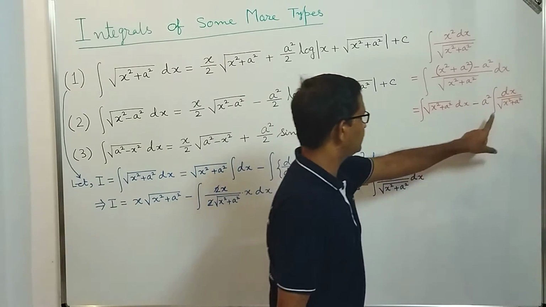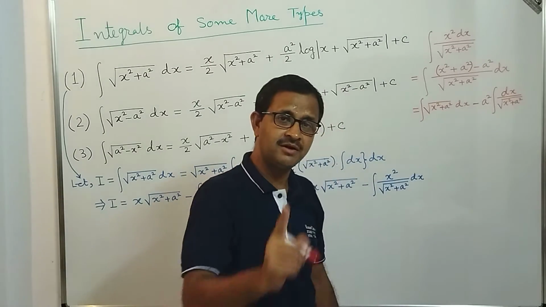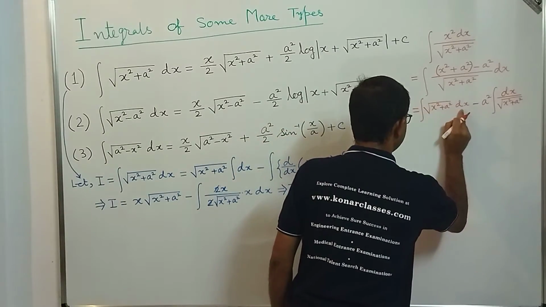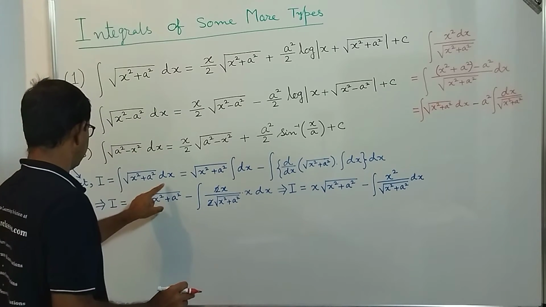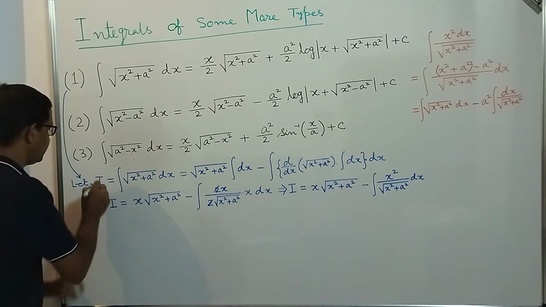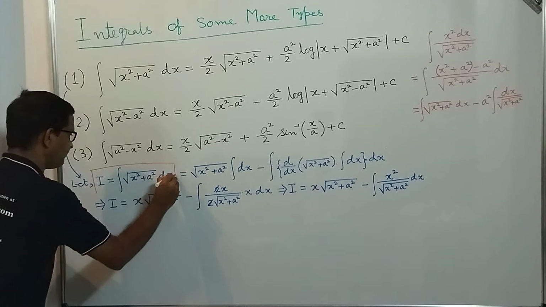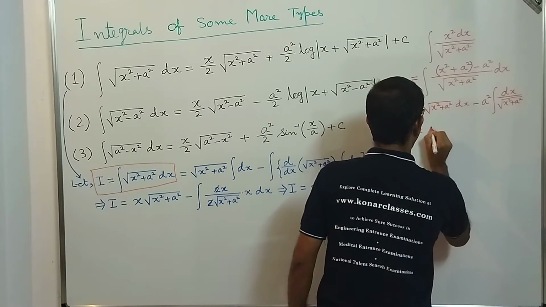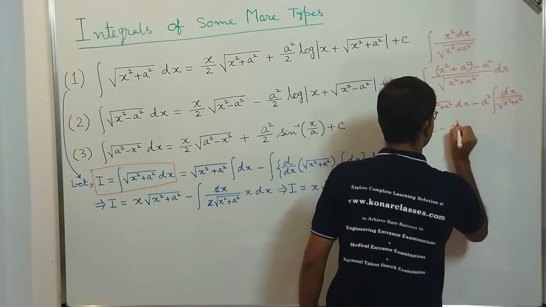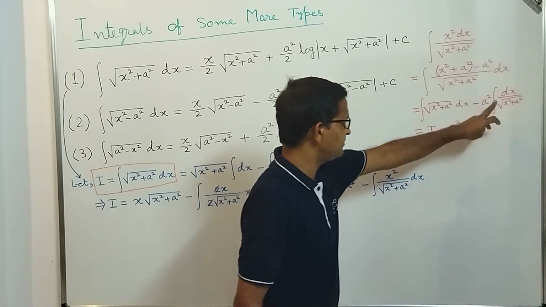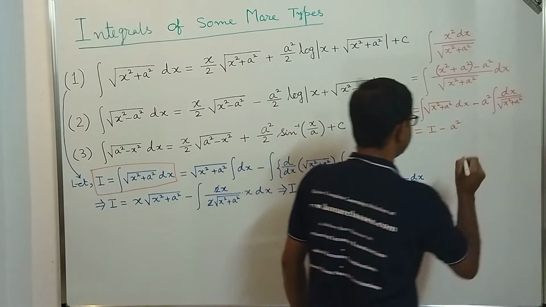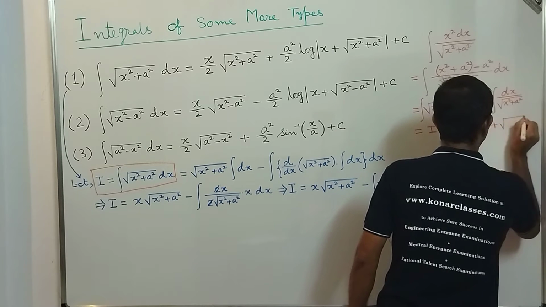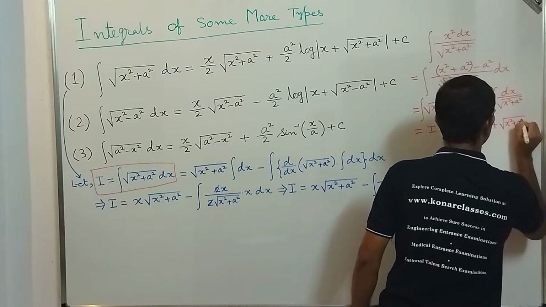Okay, now dear students, we are aware of this integration. We have done it earlier. There is a formula, and the integration of square root of x square plus a square dx is nothing but this I. That's what we have assumed. Here this I is equal to the integration of square root of x square plus a square dx. So we can write this is equal to I minus a square into, what is the integration of dx by square root of x square plus a square? That is equal to log mod x plus square root of x square plus a square.